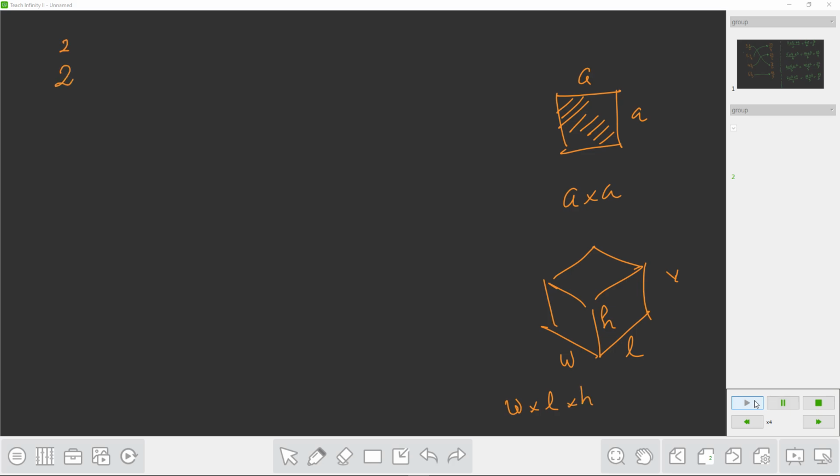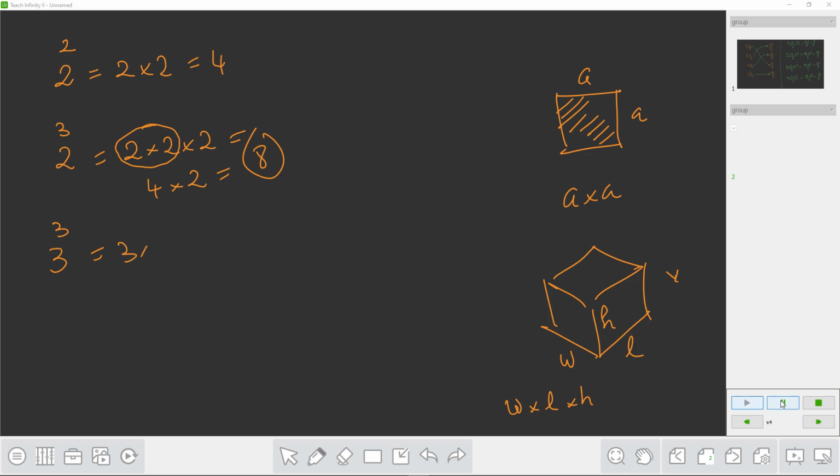For now, you don't need to focus on these shapes and squares. You're not going to have it. You just have the result. If you say 2 cube, it means 2 times 2 times 2. Now 2 times 2 is 4. 4 times 2 is 8. 3 cube, it's 3 times 3 times 3. 3 times 3 is 9. And then 9 times 3 is 27.